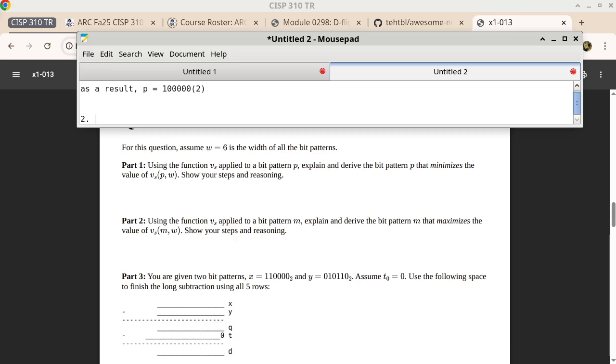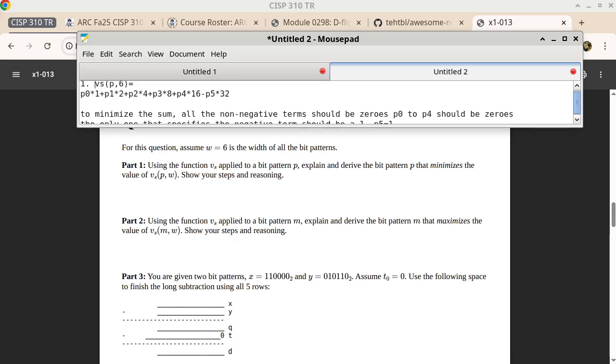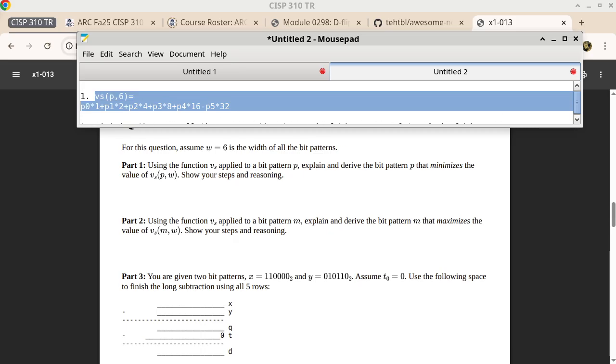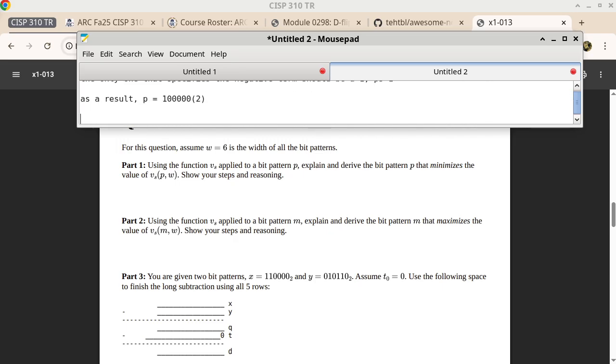So part two is kind of the same thing. I'm going to borrow the template from part one because the only difference is instead of using P, I'm using another bit pattern name, which in this case is M for maximum, I guess. So M is here, and then we just substitute everywhere to be M, right? So we go. And once again, you don't have to use this format, but I need to know that you know how to expand the function. Okay, that's the key.